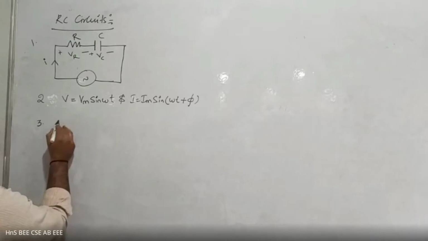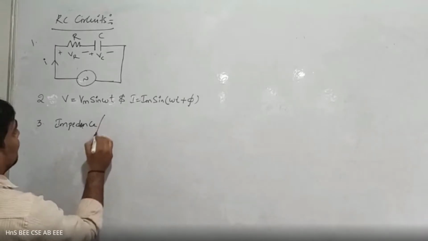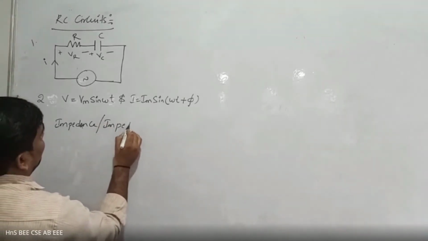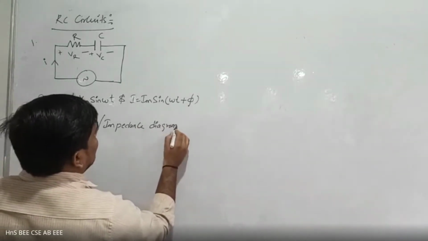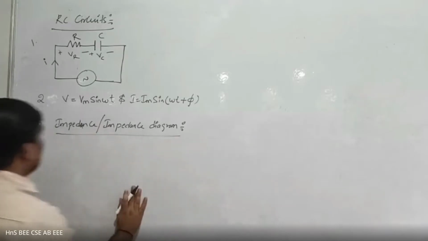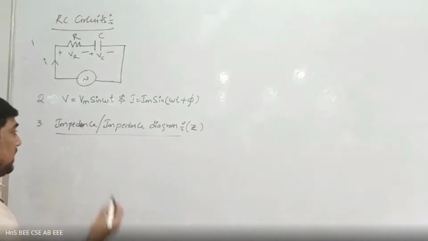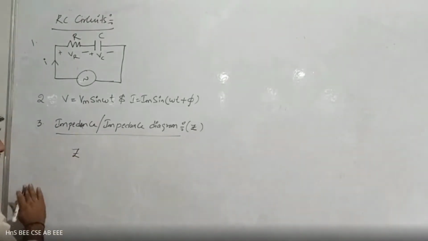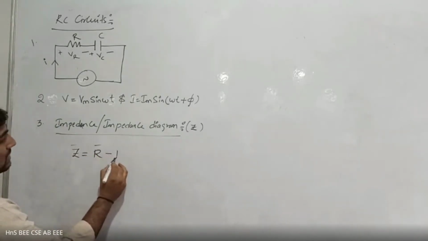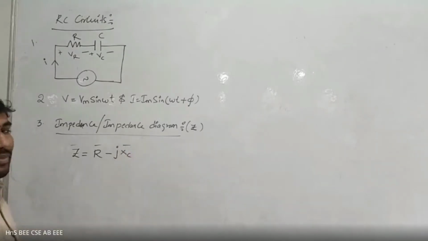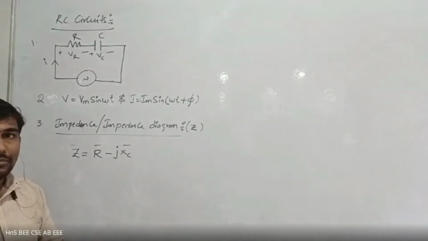Now coming to impedance and the impedance diagram of series RC circuit. Okay, sir, what is impedance? Impedance is represented with Z. Now Z in the form of vector, Z equal to R vector minus j into XC vector. This is the vector form.